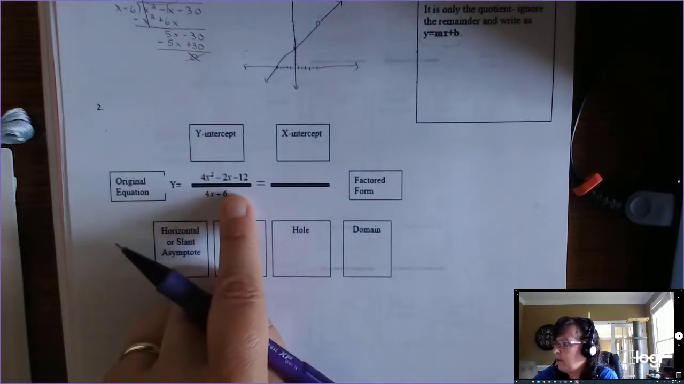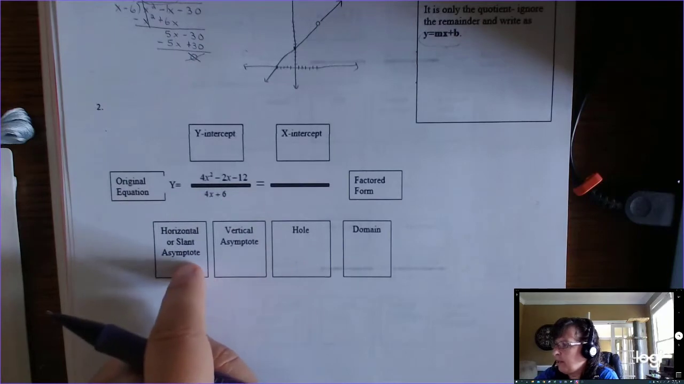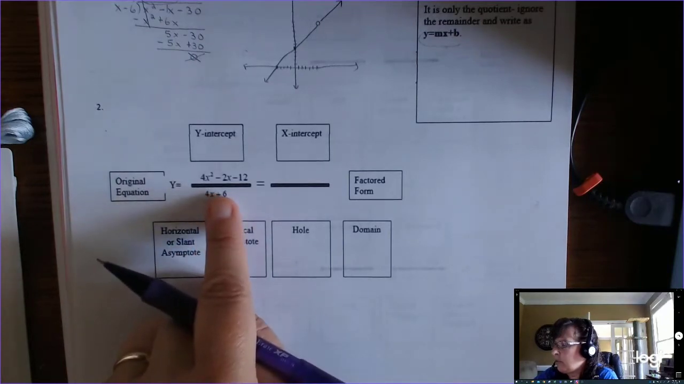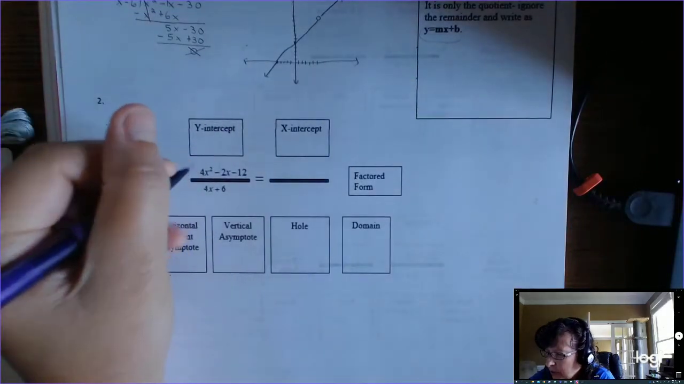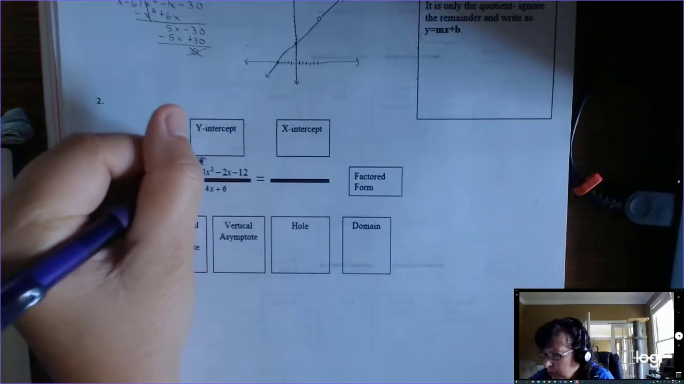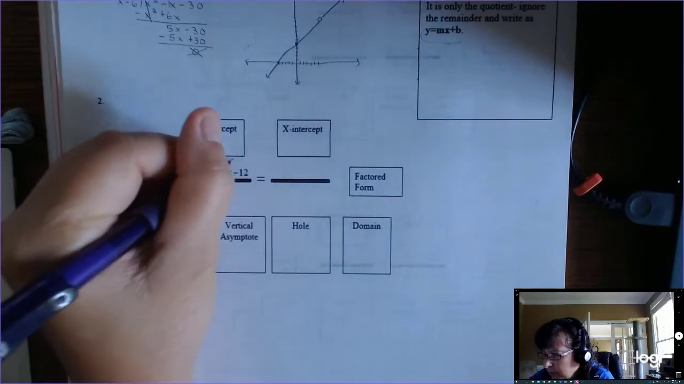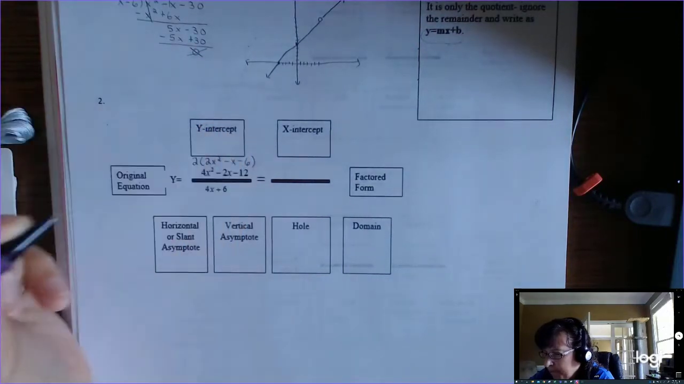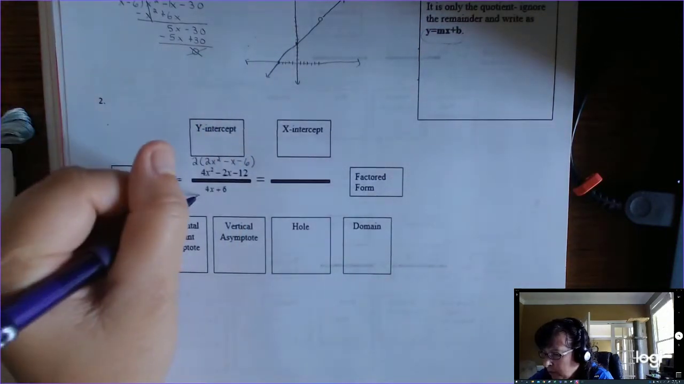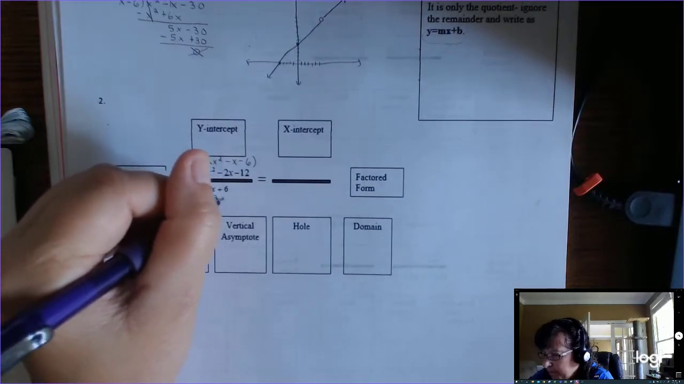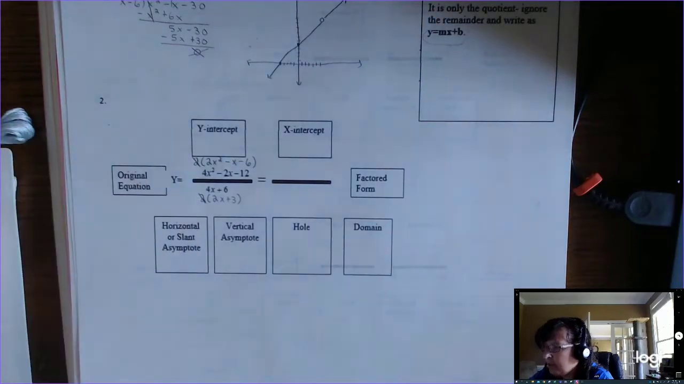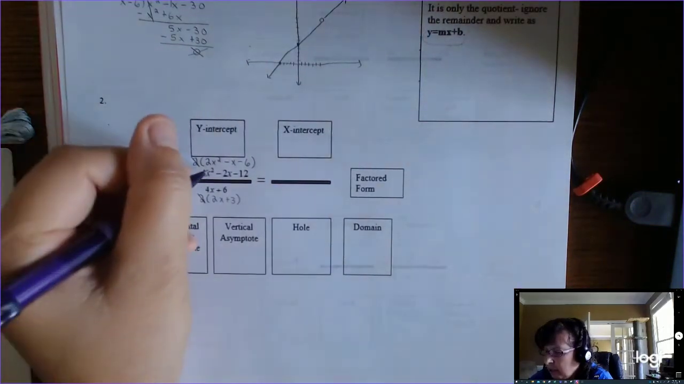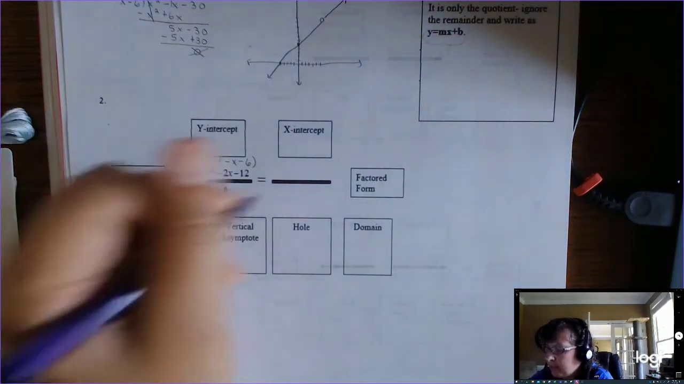Alright, so we are going to talk about slant and horizontal asymptotes, but first we have to factor. Okay, so this one, notice that you can pull a 2 out of the numerator. So let's do that first, so then we can factor a little easier. You can also pull a 2 out of the denominator. So those 2's are constants, they can cancel. Alright, so now all we have to do is factor 2x squared minus x minus 6.